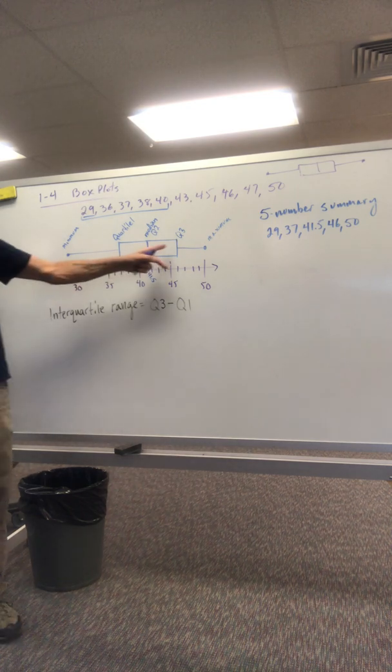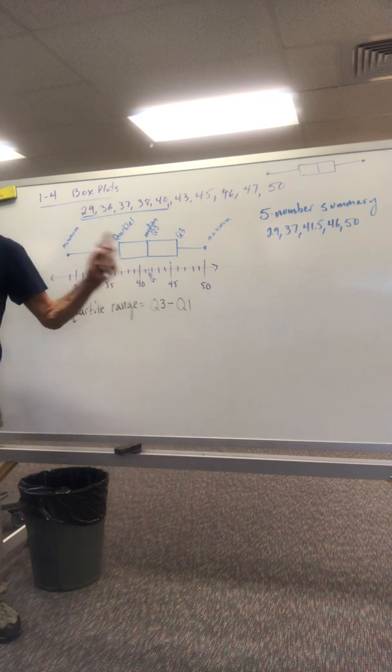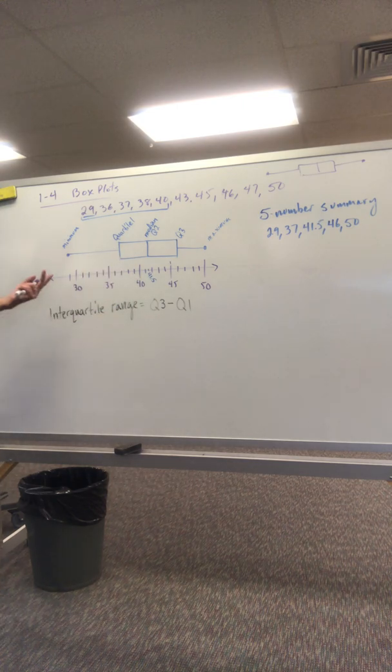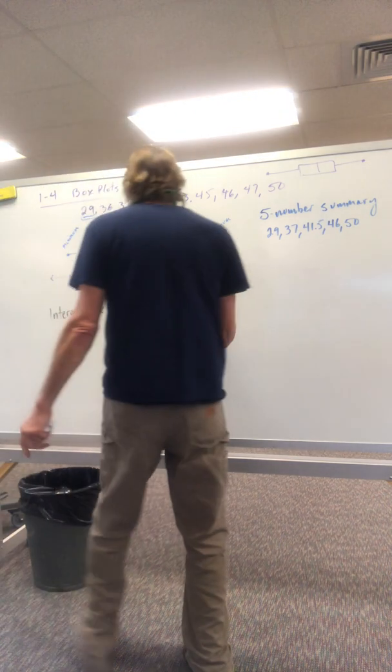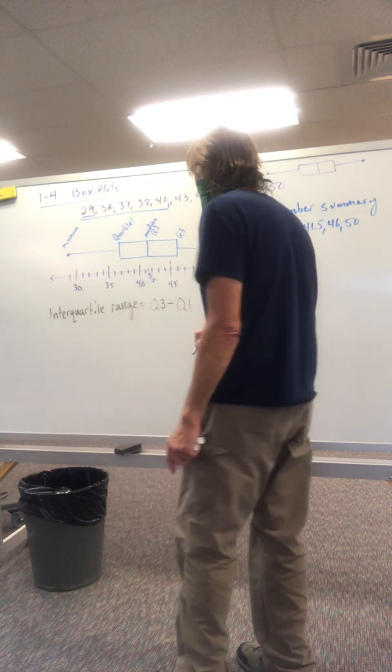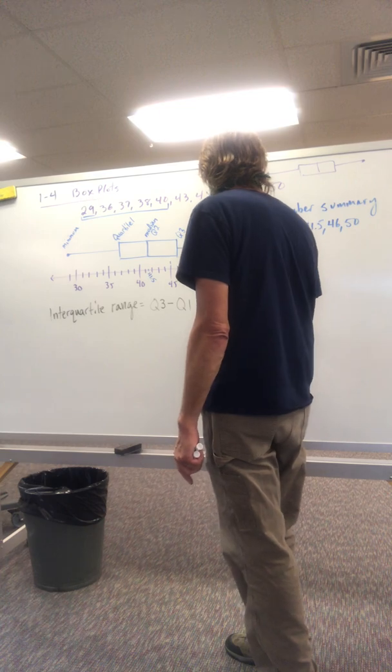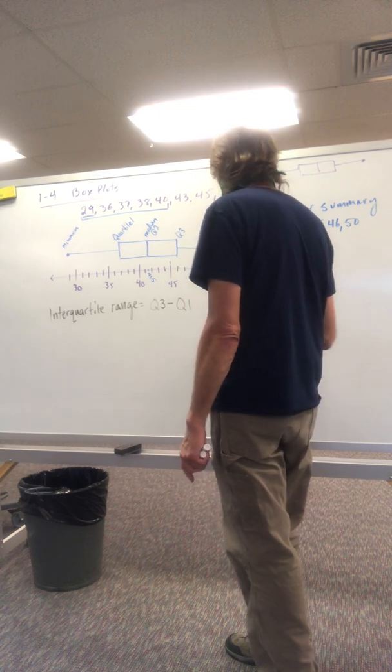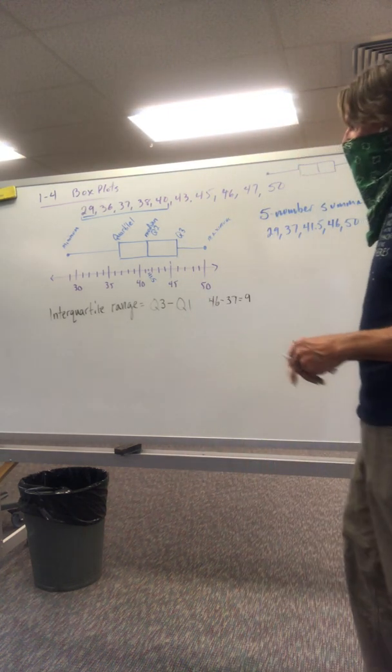And that's how we find distance. If we make sure we take the bigger number, subtract the smaller, we don't have to deal with absolute value. We just ask, how far is it from there to there? So in this case, in our example, it ends up being 46 subtract 37, which is equal to 9. So that's the definition of the interquartile range.